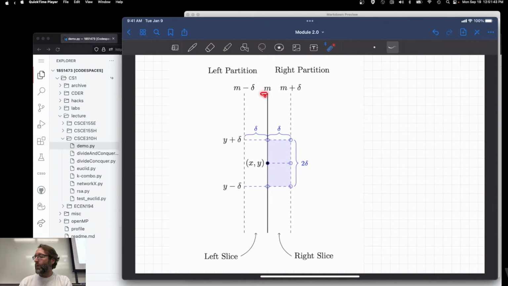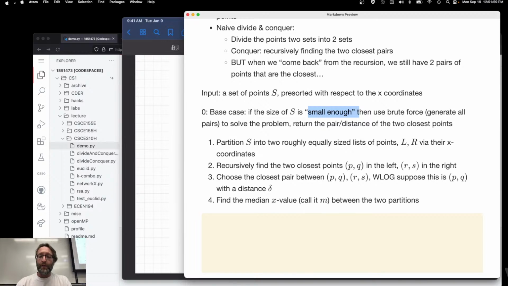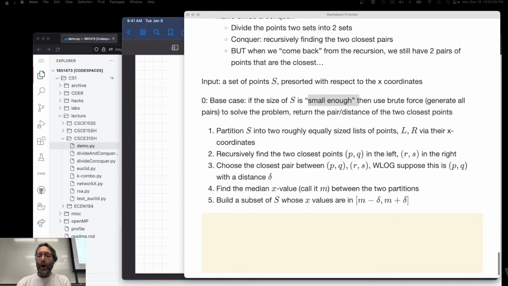And then I'm going to go over a distance m minus delta, over a distance m plus delta, and for each point in that left slice, I'm going to look at the constant number of points in the right slice that could give me a better, smaller distance. So I'm going to find that m value, and build a subset of S whose x values are between m minus delta and m plus delta. We're going to talk about the details here in a moment.